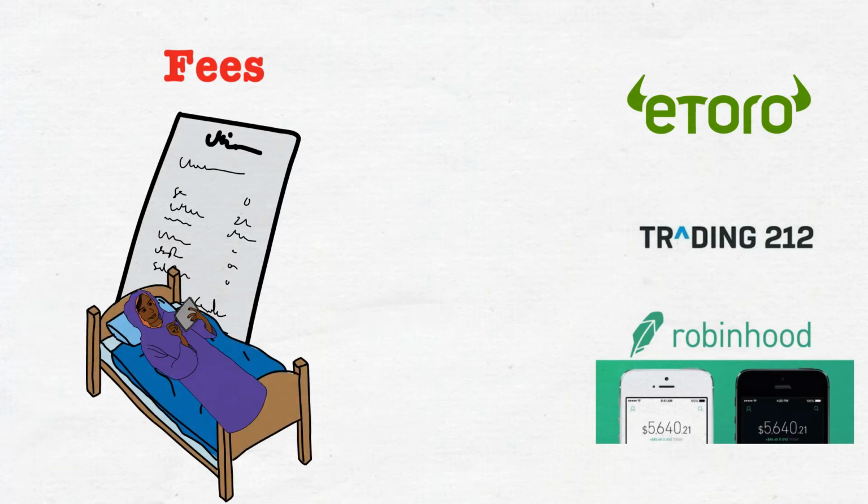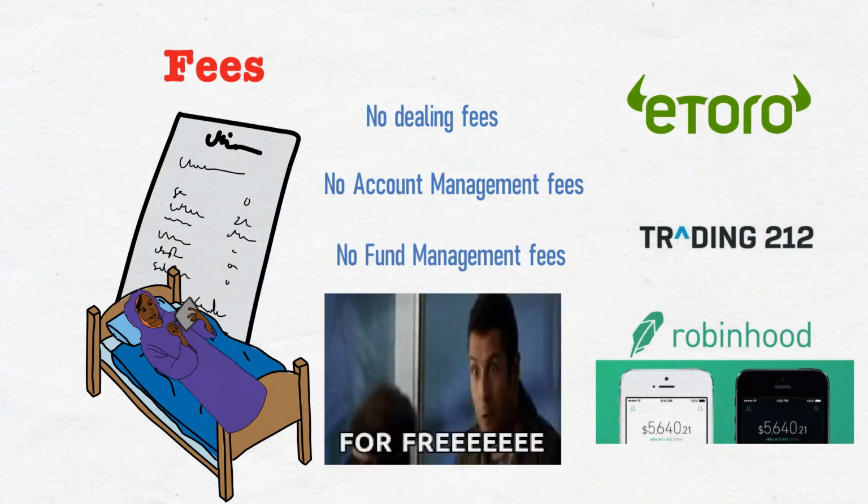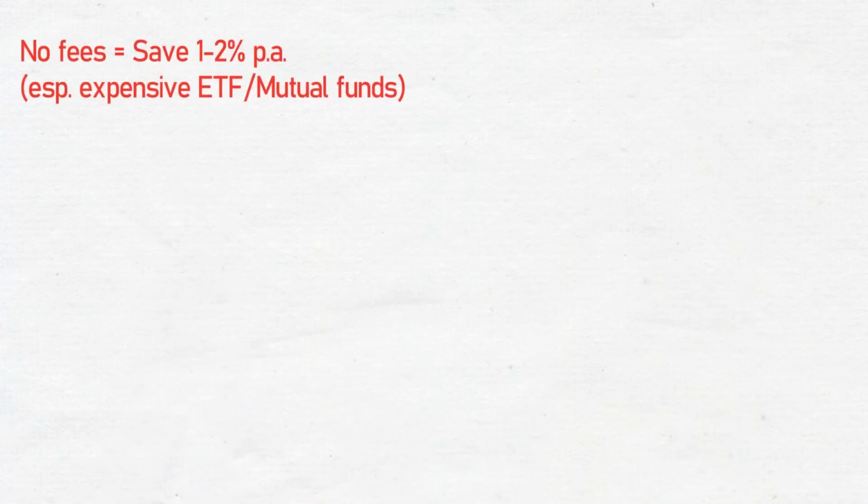For example, in my eToro review, we saw how you don't have to pay any dealing fees, any account management fees, and no fund management fees. Therefore, by not incurring these fees at all, replicating your own ETF or index fund can actually save you money, anywhere between 1 to 2% if you're with an expensive platform provider and you invest in expensive ETFs.